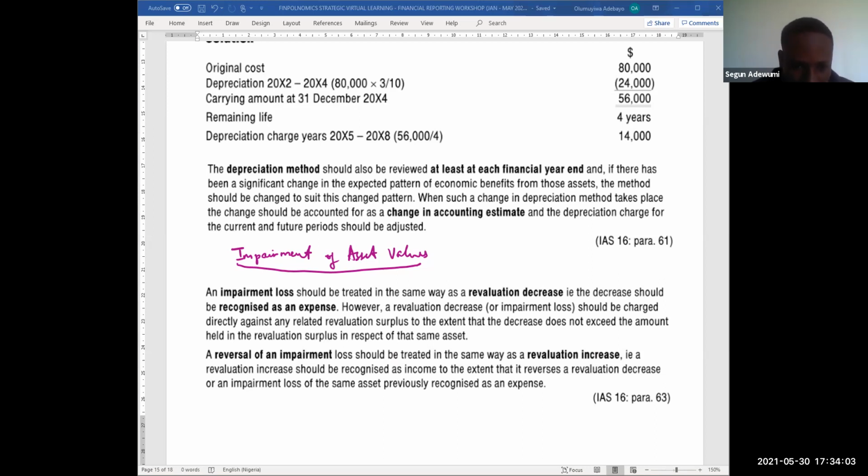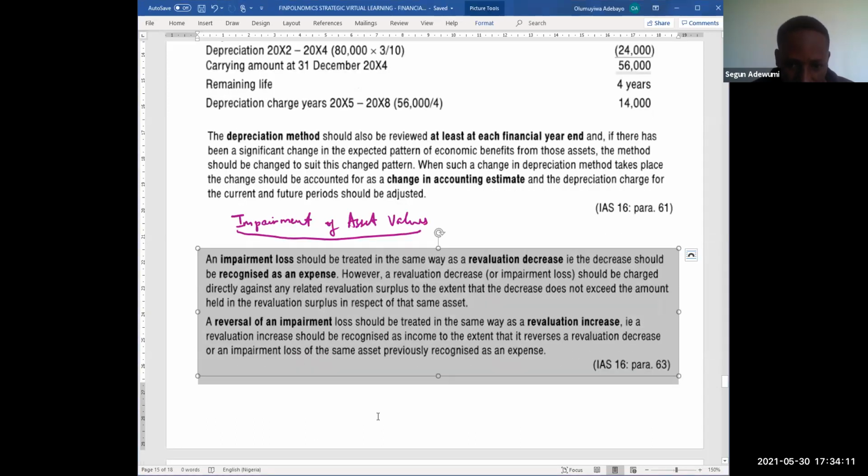A reversal of an impairment loss should be treated in the same way as a revaluation increase. That is, a revaluation increase should be recognized as income to the extent that it reverses a revaluation decrease or an impairment loss of the same asset previously recognized as an expense.